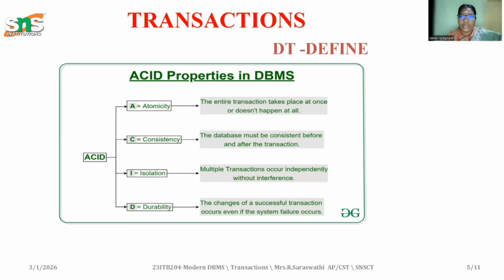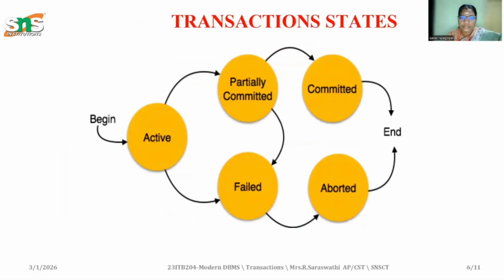before we update the database or after updating the database. Isolation. Multiple transactions occur independently without interference. That is, no two transactions will interfere with each other. D is durability. The changes of a successful transaction persist even if the system fails.